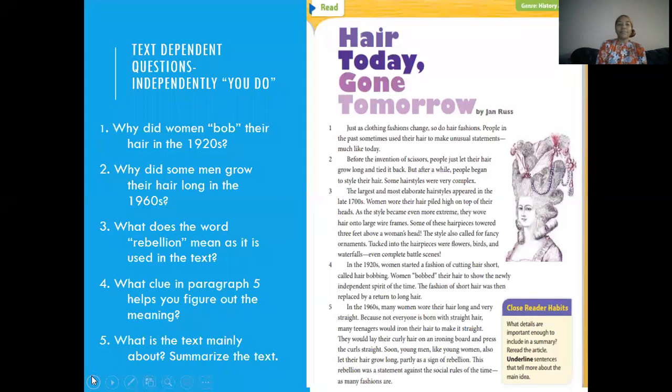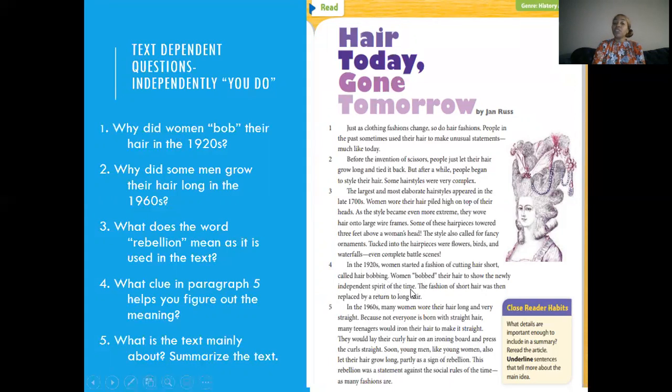All right. So, question 1, you should have these answers written down. Why did women bob their hair in the 1920s? Well, the first thing I'm going to do is go to paragraph 4, where it talks about hairstyles in the 1920s. And in sentence 2, it states, women bob their hair to show the newly independent spirit of the time.